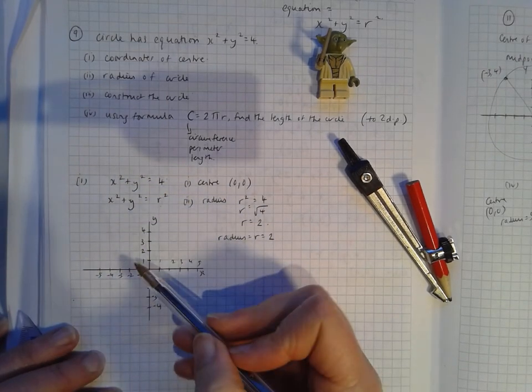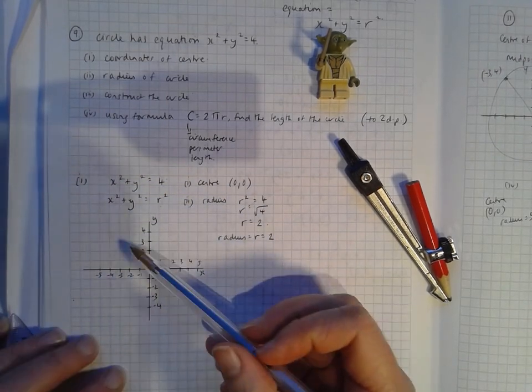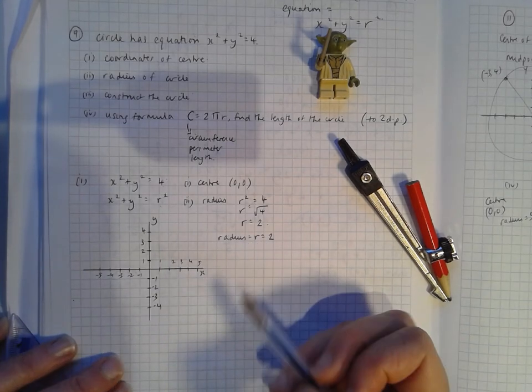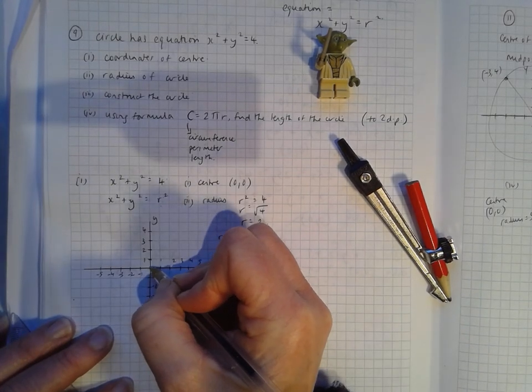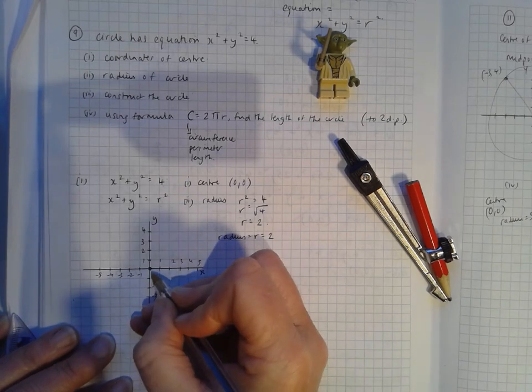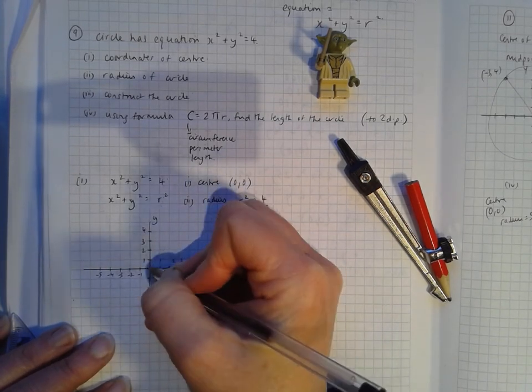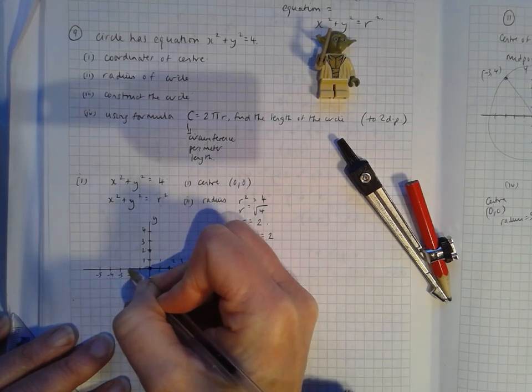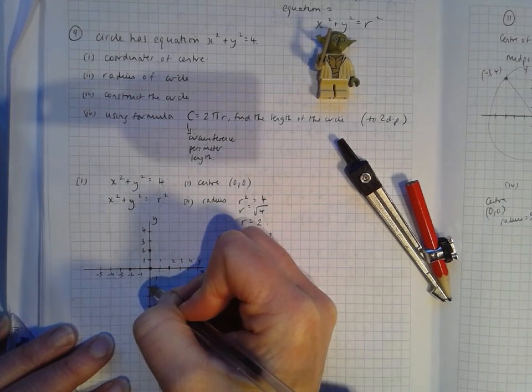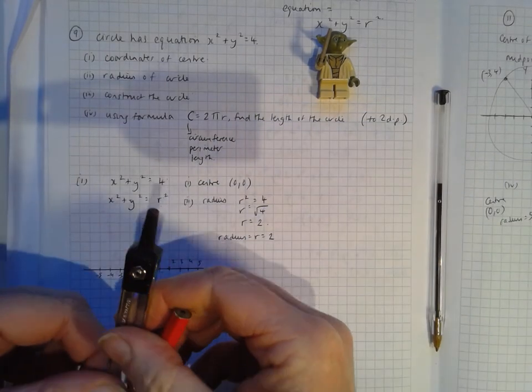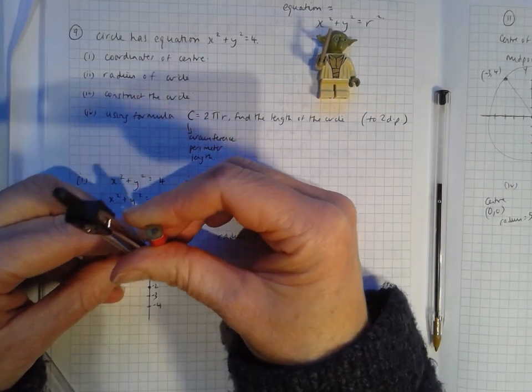It doesn't really matter what numbers I go up to on my axes, as long as I can include a radius of 2. So if this is the center of the circle and it has a radius of 2, there's a radius there. It's going to go as far as there, as far as there, as far as there, and as far as there. So remember, the radius of a circle is the distance from the center to the edge of the circle.